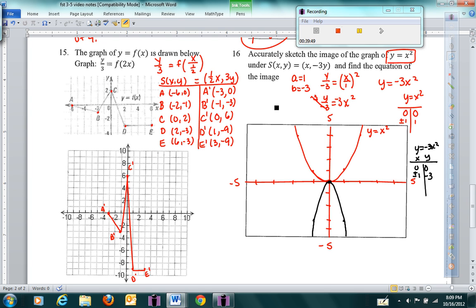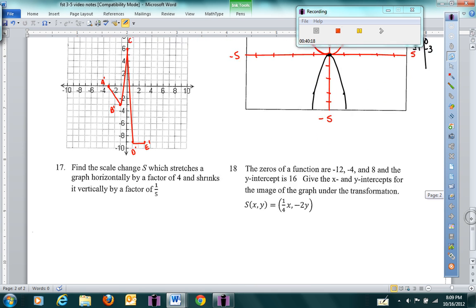Okay, so what should be happening with this? Well, if you wrote out the rule, the rule would be (x, y) goes to (1x, negative 3y). So that's telling me I'm going to stretch it. Is it stretched by a factor of 3? And it's reflected over the x, isn't it? It's reflected over the x. So that looks pretty good, doesn't it?